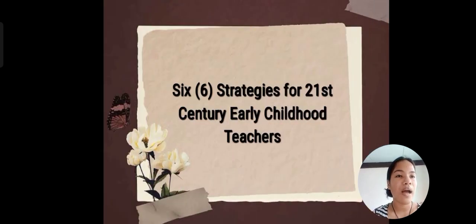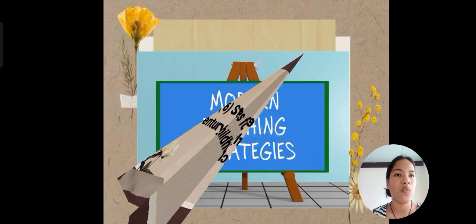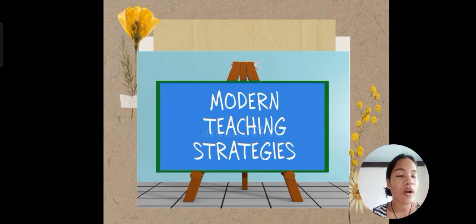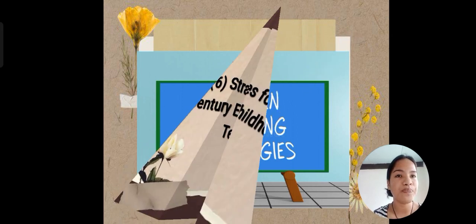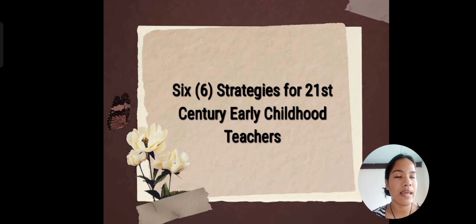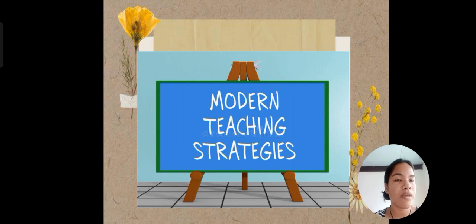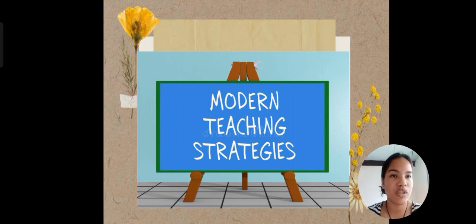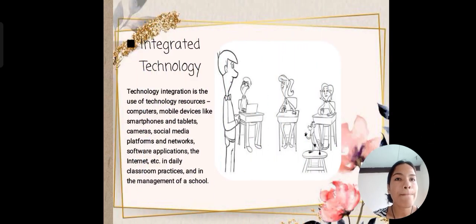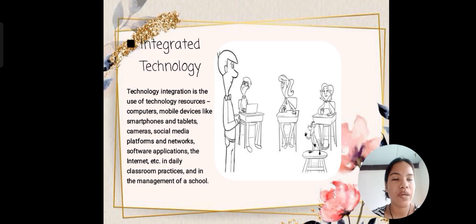Okay, so I have here the 6 strategies for 21st century for early childhood teachers. Okay, so we have one. By the way, before I start, for the 6 strategies, early childhood teachers are like modern teachers, or like the updated curriculum. They follow the updated curriculum. So when we say modern, it is today. These strategies are used in today's generation. So first strategy, we have integrated technology.